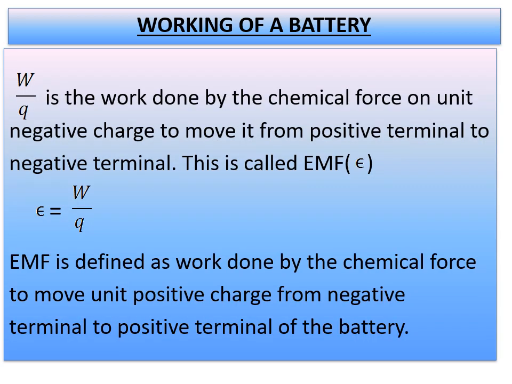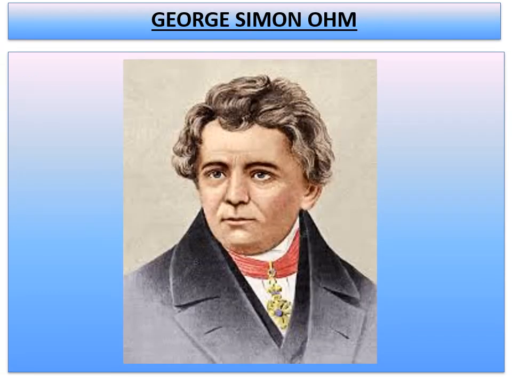So W by Q is the work done by the chemical force on a unit negative charge to move it from the positive terminal to the negative terminal. This is called electromotive force, which we write in short as EMF, or epsilon, equal to W by Q, or Fe D by Q. So you can define EMF as the work done by the chemical force to move a unit positive charge from the negative terminal to the positive terminal of a battery. The relation between the drift speed of electrons, the EMF of the battery, nothing but the relation between V and I, is given by the scientist George Simon Ohm.